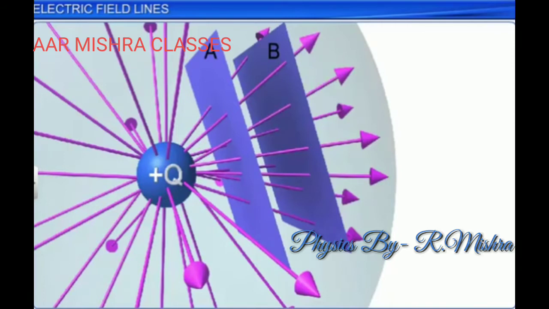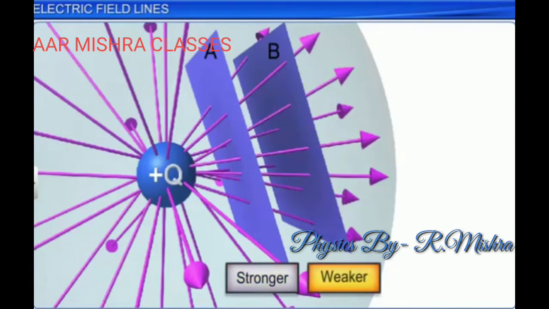As the electric field strength is stronger in region A and weaker in region B, the electric field shown is a non-uniform electric field as the field strength varies from region to region.